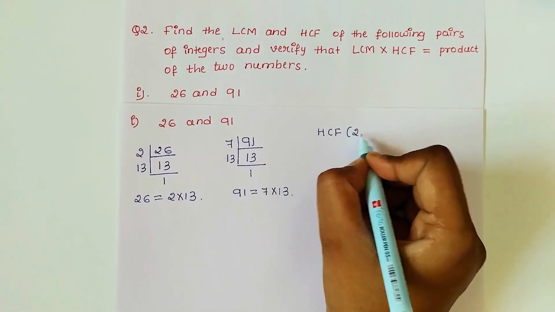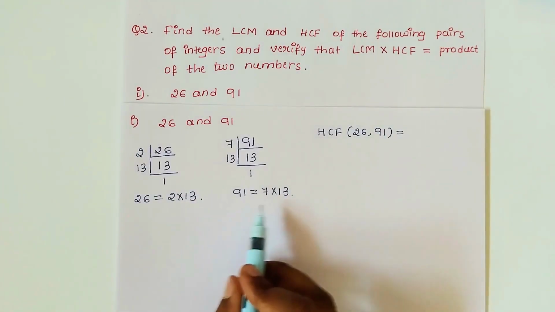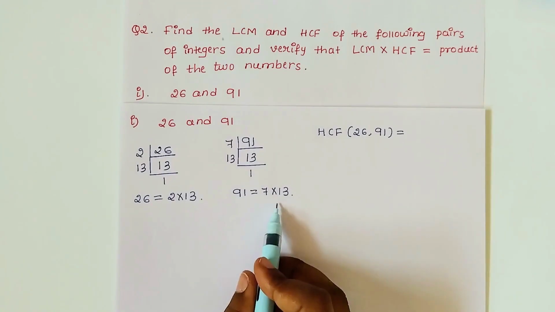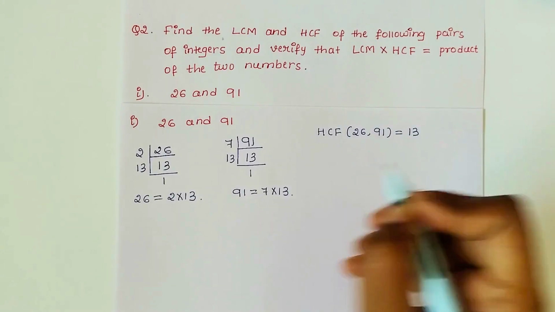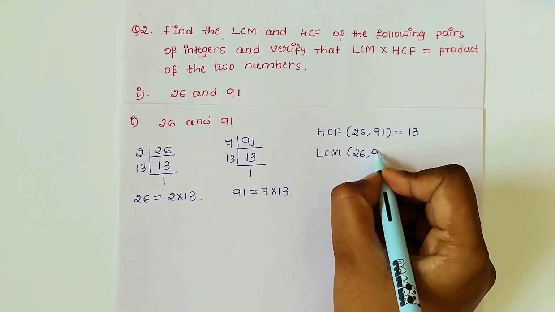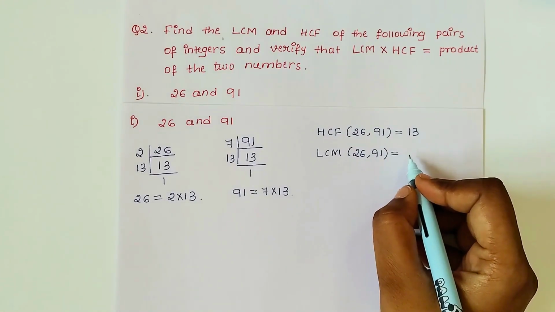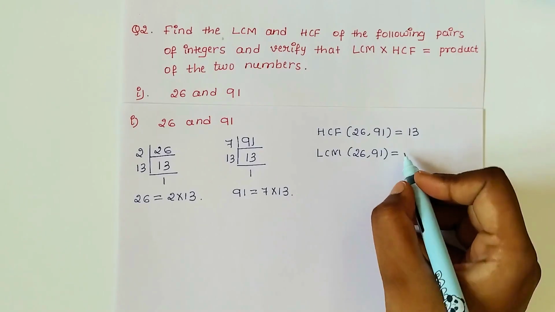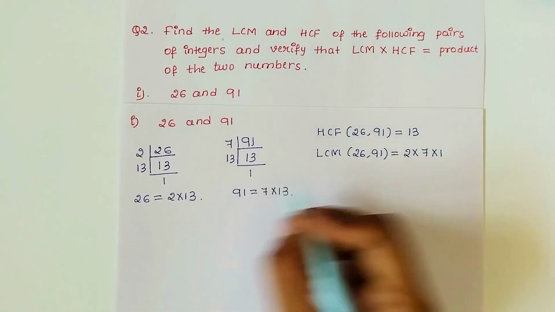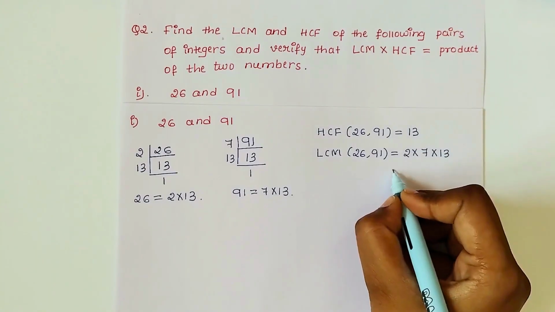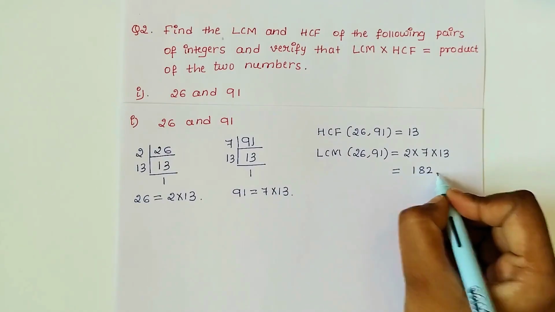HCF of 26 and 91: the lowest power of the common factor. See, the common factor is 13. So HCF is 13. LCM of those two numbers: product of all the prime numbers and their greatest power. See, 2 into 7 into, here we have to consider only a single 13. So the product of all these numbers gives us 182.